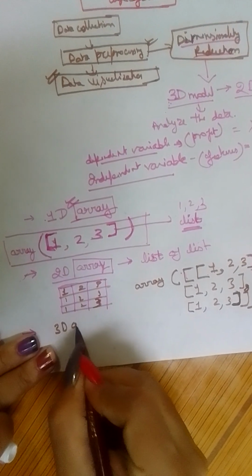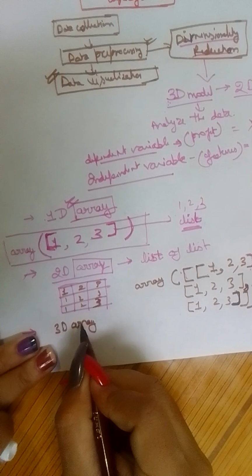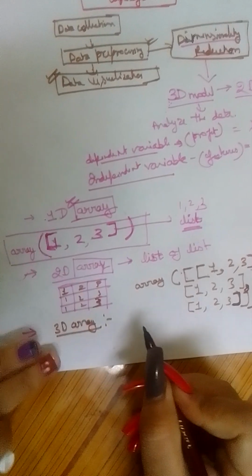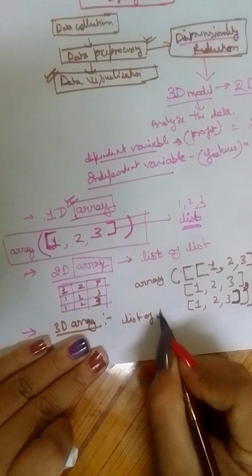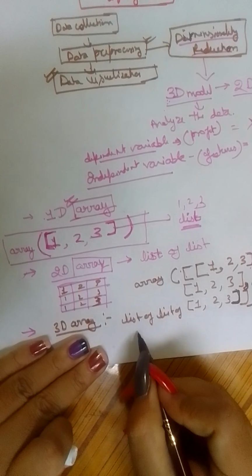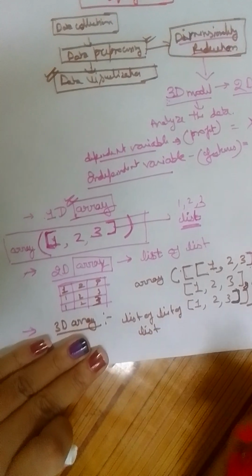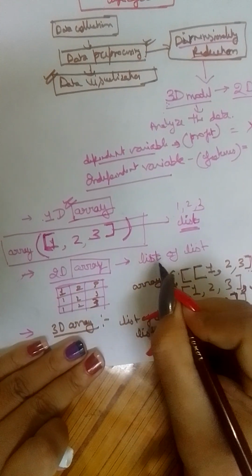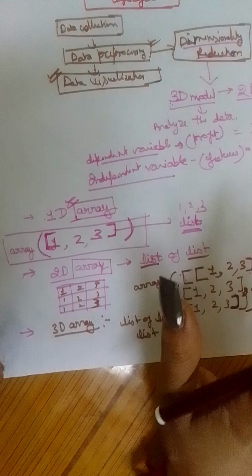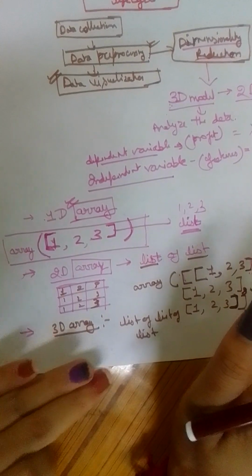3D array, we call it list of list. It is quite simple, fine, because 2D would be list. Just remember this type of thing, fine.